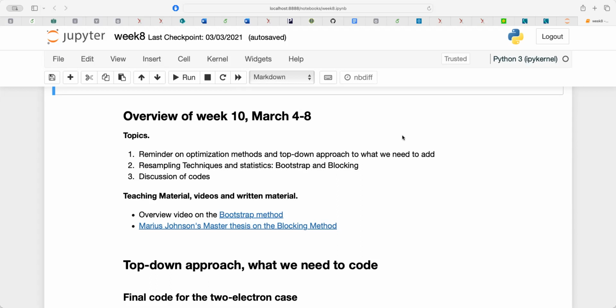So what I want to do now is to show to you the kind of top-down approach where we look at the codes and then look at what you may expect and how you should think of the coding strategy for doing the resampling. So what you will see now is again this 2-electron code, which now has all the elements which you need to bake in to your code.